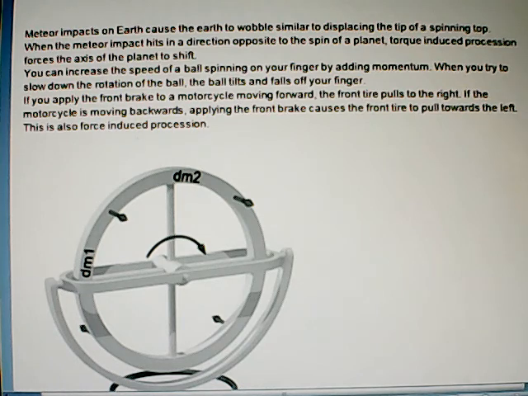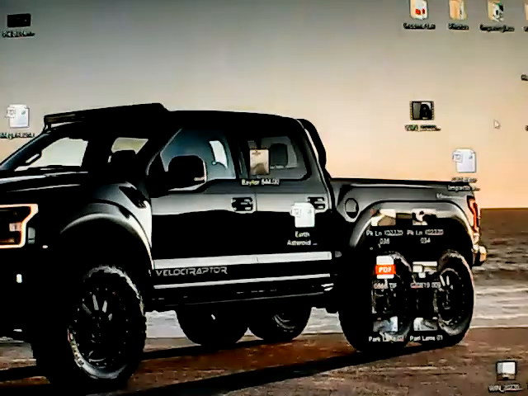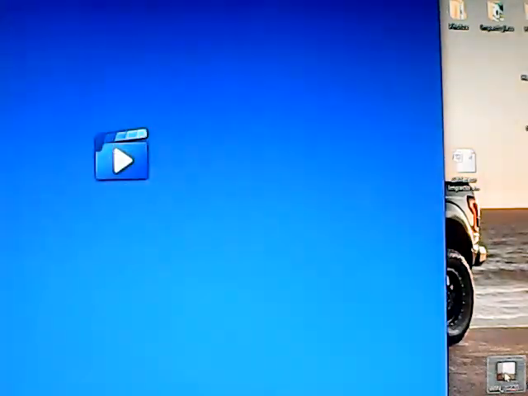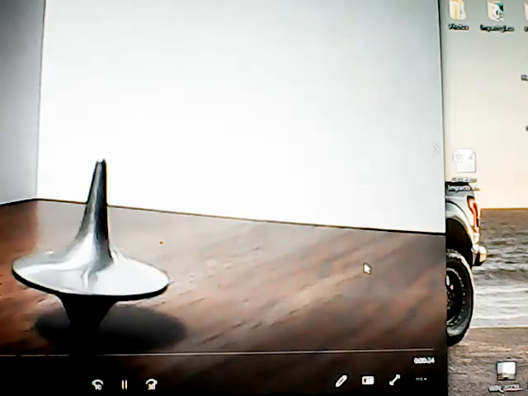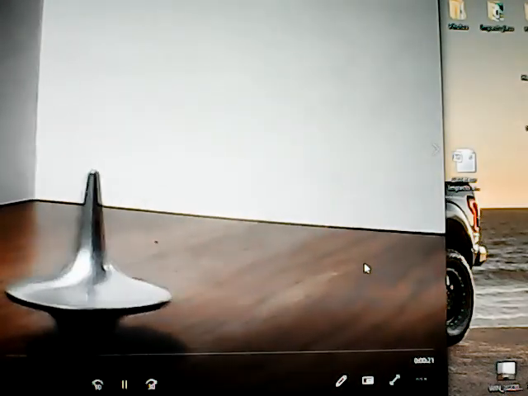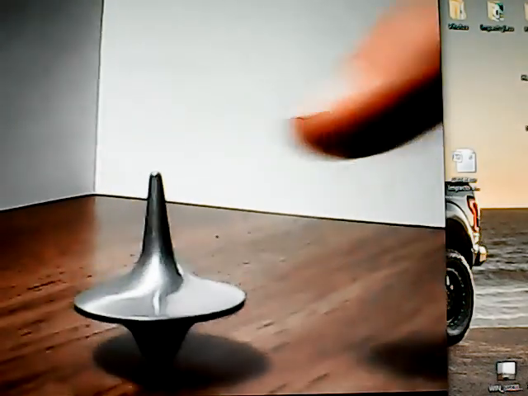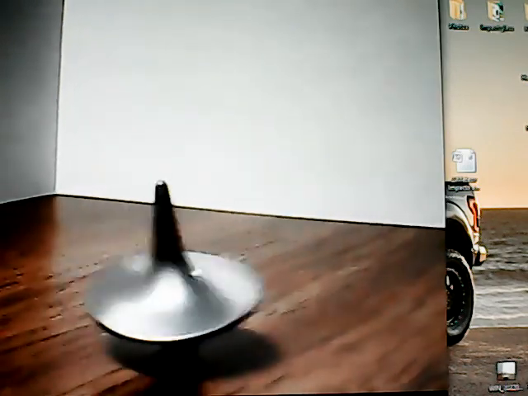If you apply the front brake to a motorcycle moving forward, the front tire pulls to the right. If the motorcycle is moving backwards, like when you're going backwards down your driveway, you apply the front brake and it causes the front tire to pull towards the left. And this is also force-induced precession. And I have a little video. That's a video of my top. Here causes it to wobble.